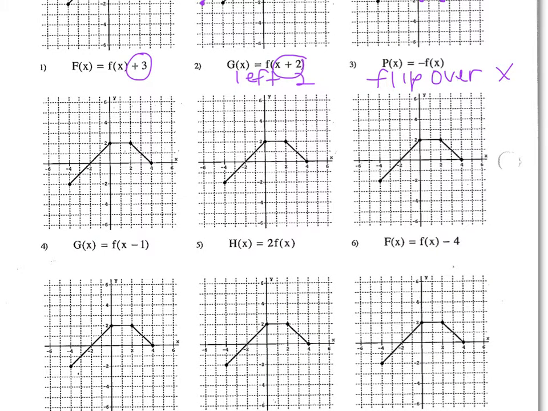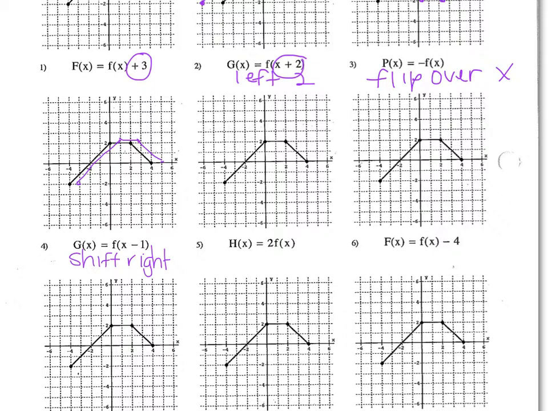Number 4, x minus 1. The 1 is on the inside. I'm going to shift right by 1. So all of my points are going to stay the same y, but they're all going to shift 1. Notice that the shape looks the same. Going back to geometry, it's identical or it's congruent. It's just in a different location.